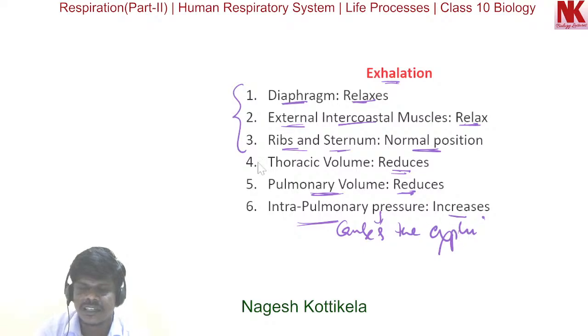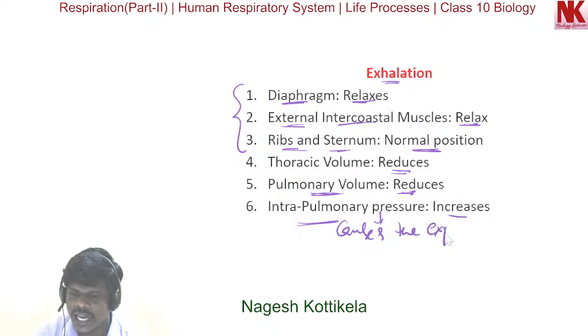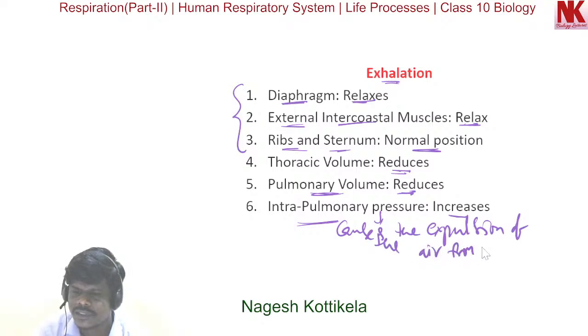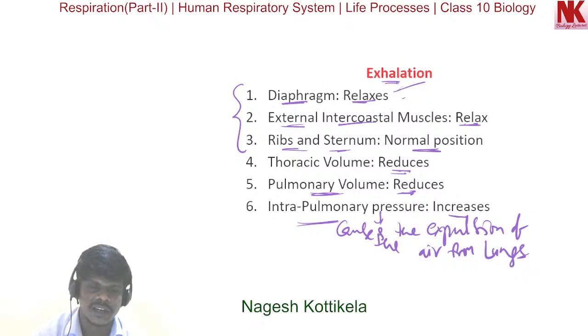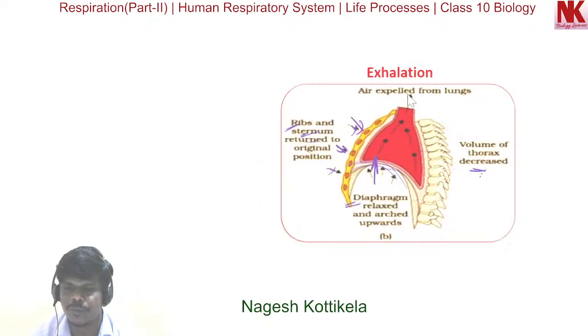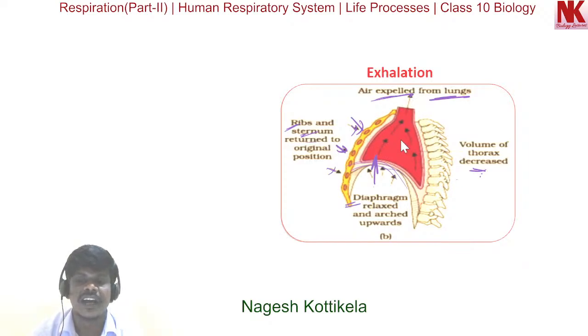this high pressure causes the expulsion of air from the lungs. So air is moving out of the lungs, and this is what we call exhalation. You can see here the direction of movement of air. Air is expelled from the lungs like this, because there is a high pressure inside the lungs.